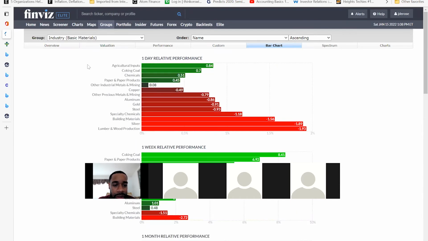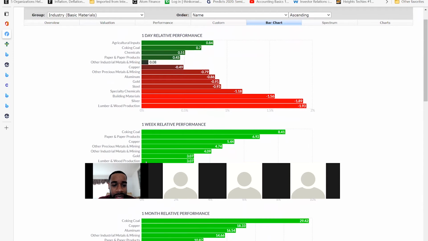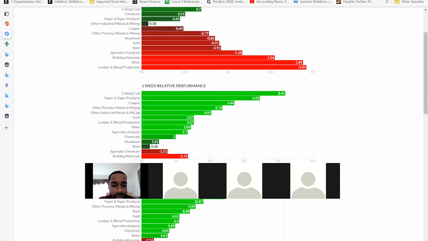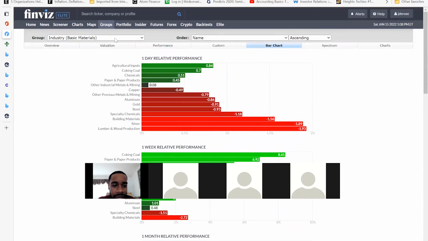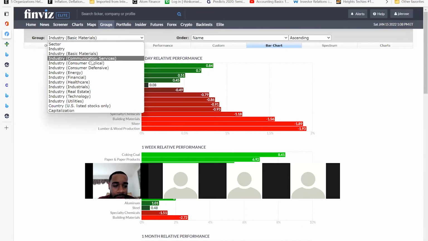I'll go and click basic materials. And then I'm going to see who's strong in this sector or who looks interesting to me in this sector, right? So one of the things that I've been looking into is, actually, let's not do basic materials. Let's just use the example of supply chain. Because I know we've all been hearing about supply chain issues.